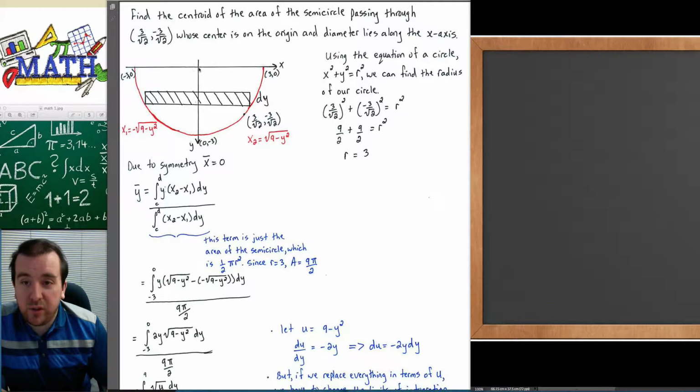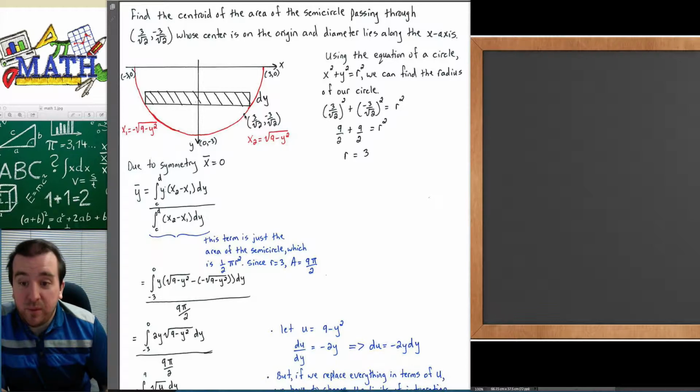This says that the center is at the origin, that's right here, and the diameter this time lies along the x-axis, that would mean here. The point 3 over root 2 comma negative 3 over root 2 is actually down in this quadrant right here, because x is positive, y is negative, so it's this point right here.